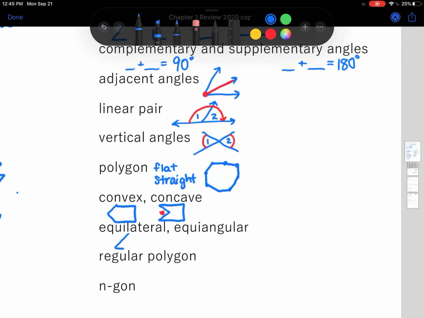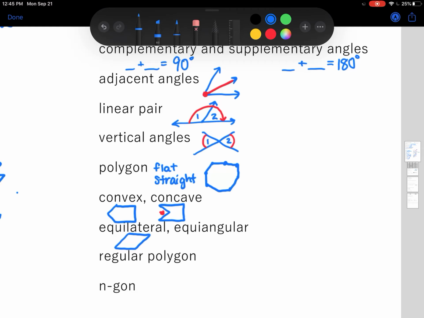Equilateral. Something that has all equal sides, like a rhombus. Tick, tick, tick, tick. Equiangular, something that has all equal angles, like a rectangle. Swoop, swoop, swoop, swoop.